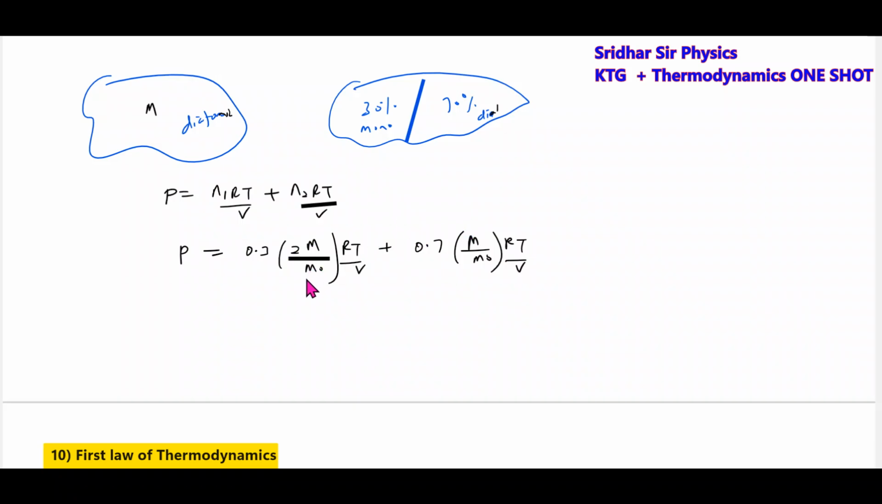What is the molecular mass? When a diatomic gas breaks up, its molecular mass will become half. That's why we write it like this. Why 0.3? Because 30% will dissociate. And whatever the pressure will be is due to these two. These are small ideas of KTG, very simple and important. You're supposed to learn them.